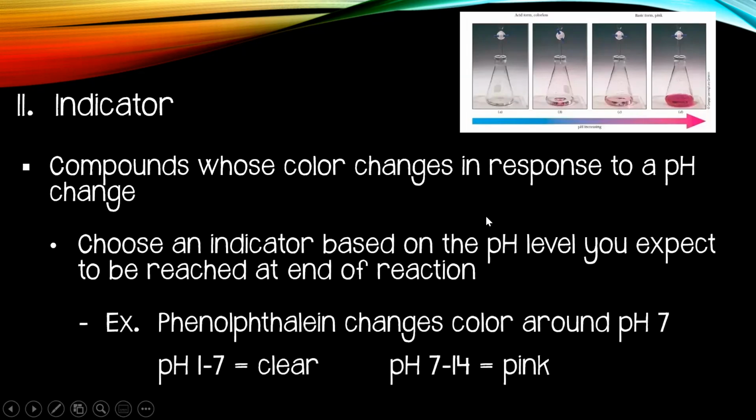So for example, the indicator we use in lab, a common indicator, and also the indicator in this picture up here, is called phenolphthalein. Phenolphthalein is a clear substance, and it's clear until pH of 7 is reached. After pH of 7 is reached, it turns pink. So in this picture, you can see it's clear, there's a little bit of color starting to appear, and then you have this very light color change. That is when that pH change occurred.